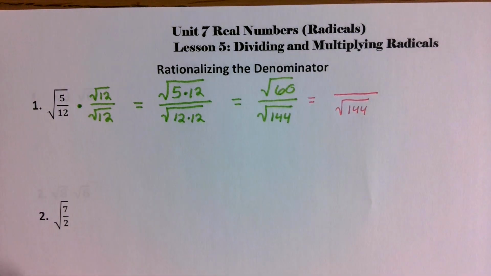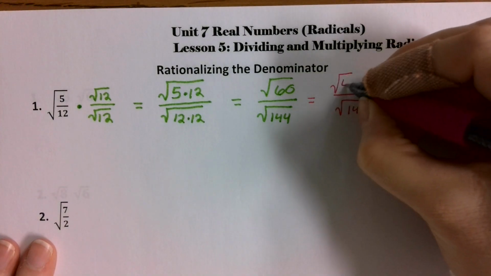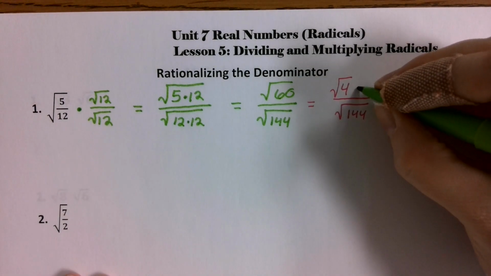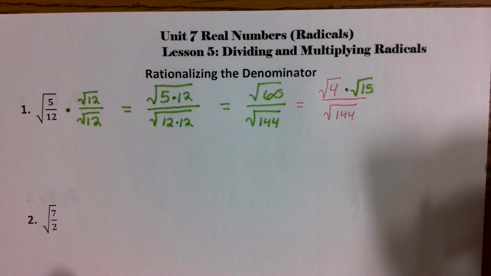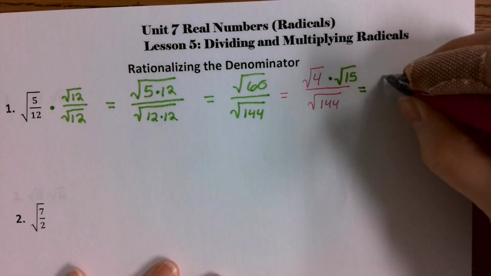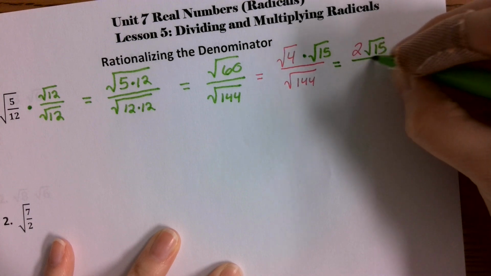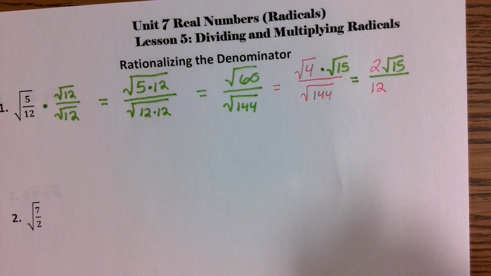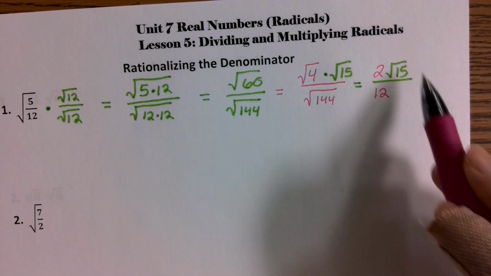Let's go ahead and break 60 up. 60 also has a perfect square inside of it. It happens to be a 4. So we can get square root of 4, and then we're left with the square root of 15. What is the square root of 4? 2. So we have 2 square root of 15 over, what's the square root of 144? 12. Okay, so now I've taken all my square roots that I can. I'm left with this value.